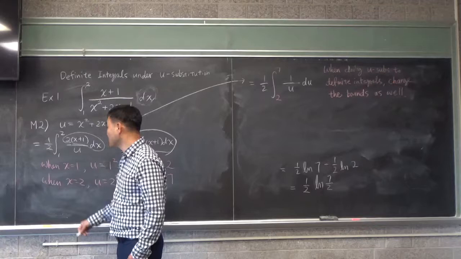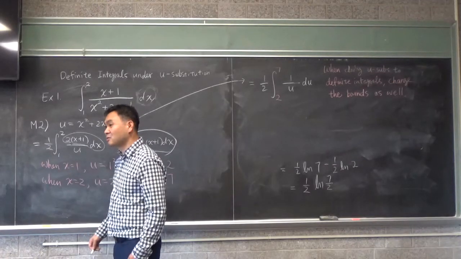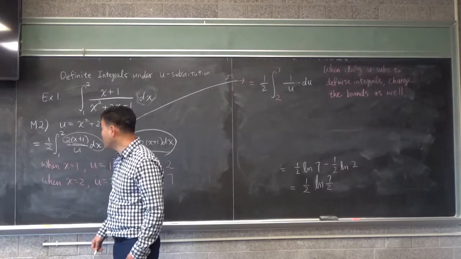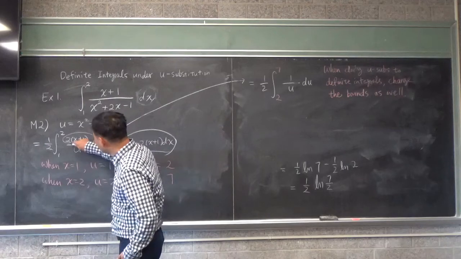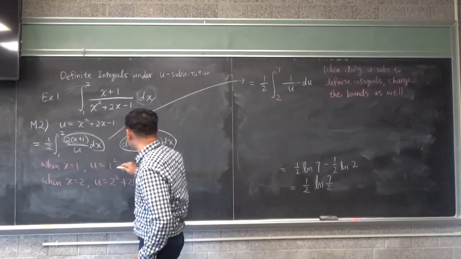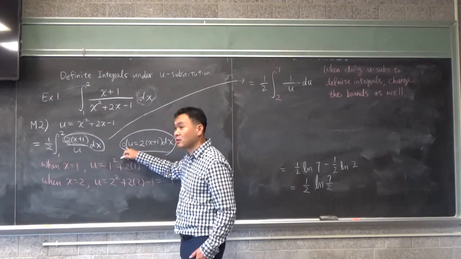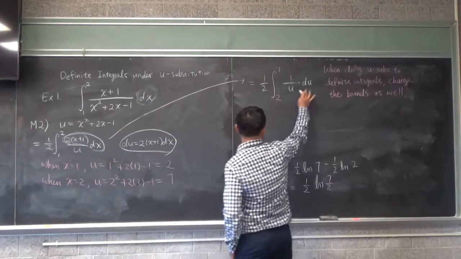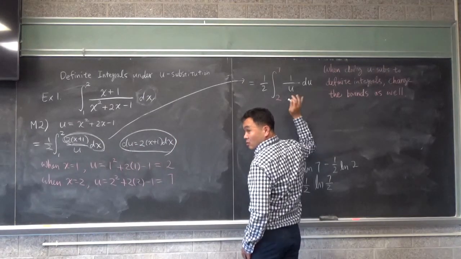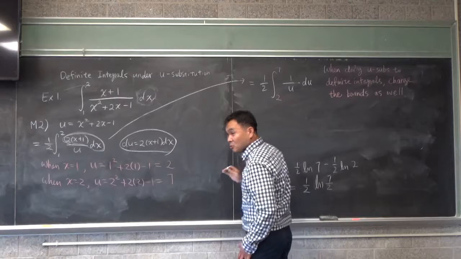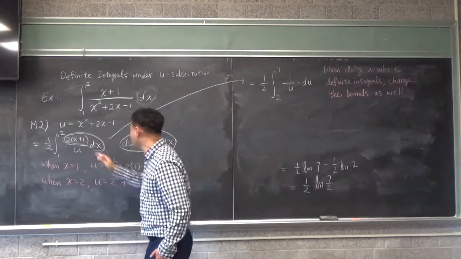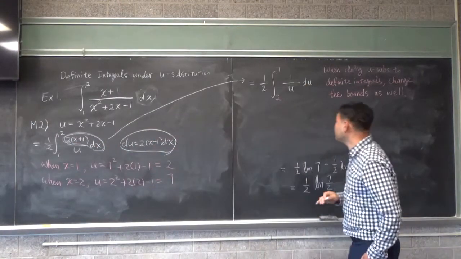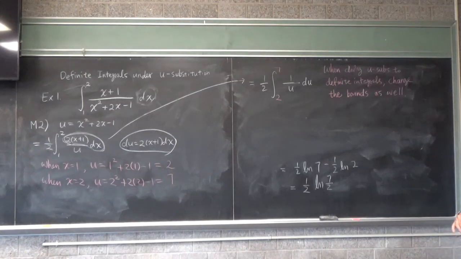And then that became 1 at the end? Then the x plus 1 became 1. 2x plus 2 times dx is the same as du, right? So that much is this du. Okay, you see what happened? This much is equal to du. So that's how you got rid of x.